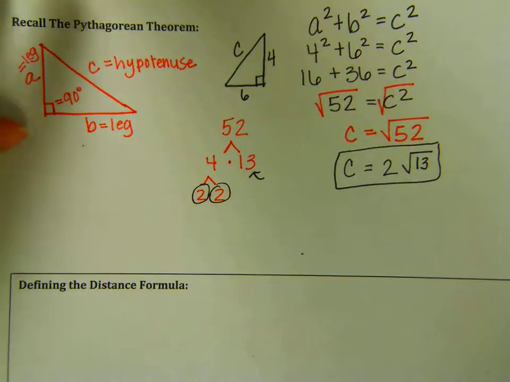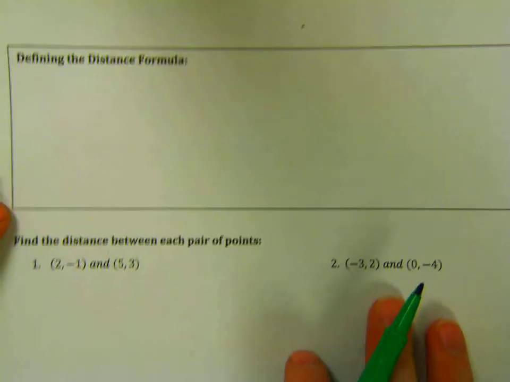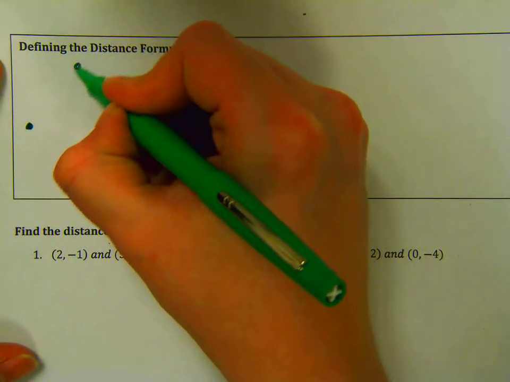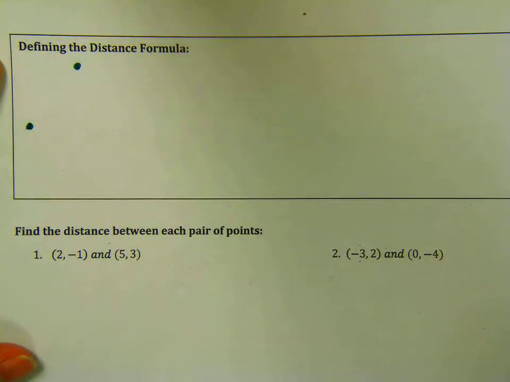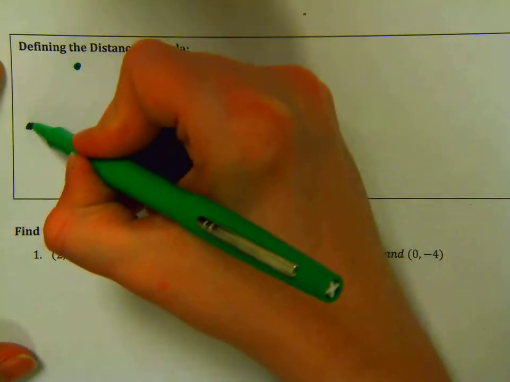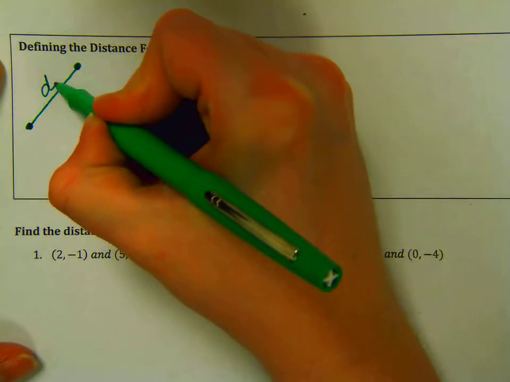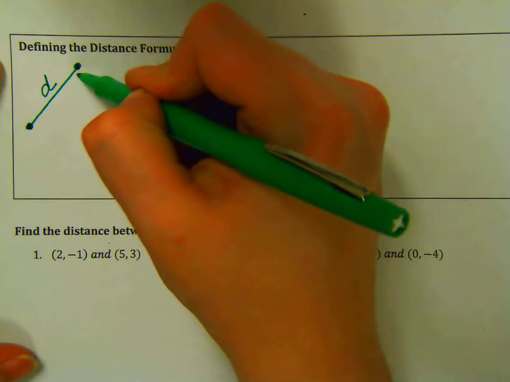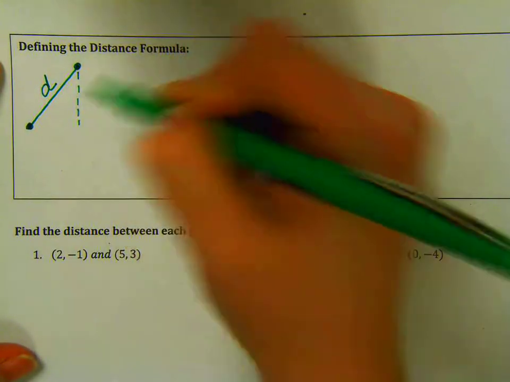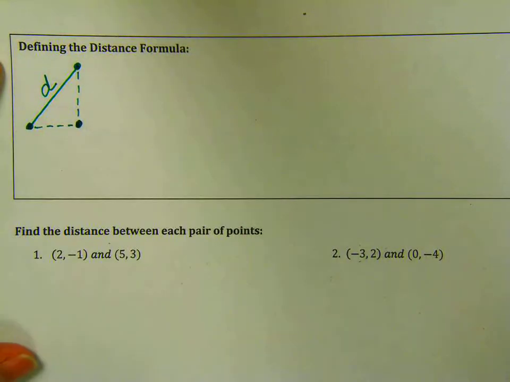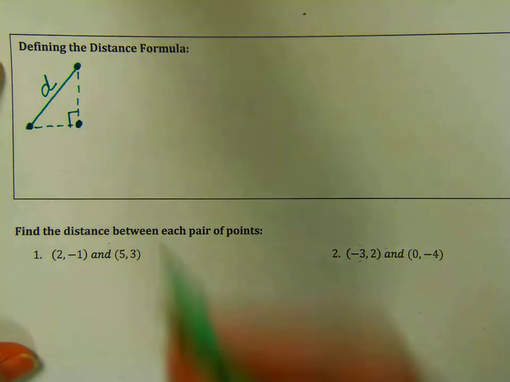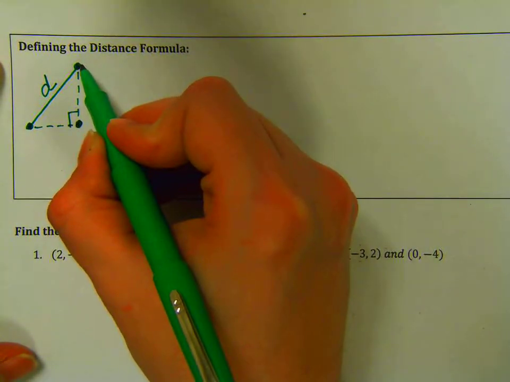So the first thing I want you to do in this little box down here is to put 2 points. So a point here and a point here. And I want to know the distance between these 2 points. So I'm going to call that D. Well, I can drop a perpendicular down to a point that is going to match up with this point. And I've created a triangle. Now this point, let's start with down here.